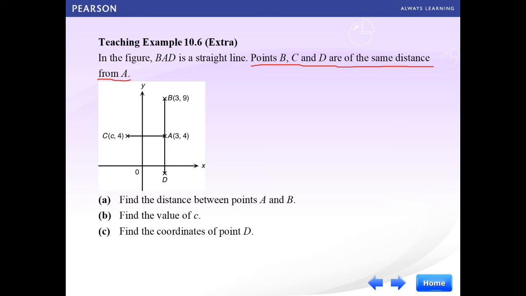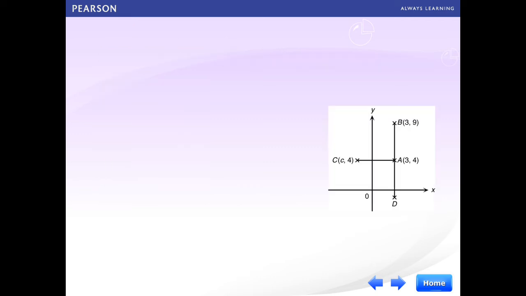So, let's check how to find the values. Let's start from part A. Finding distance AB. This time AB is vertical, so you don't use the x coordinate 3. You just use 9 and 4. So, AB equals 9 minus 4 units, equals 5 units.